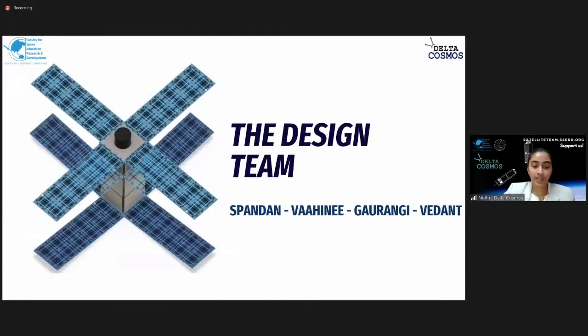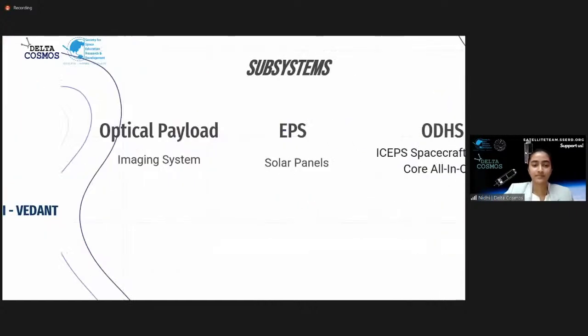Now, for the moment we have all been waiting for, welcome to the design team. We have Spandan, Vahini, Gaurangi, and Vedant. They have worked on the design and components of the satellite. Well, now I would like to take the opportunity to warn you all and advise you to wear your seatbelts and brace for impact, because now you're going to be bombarded with terms you have never heard before and drawings that you believe you have only seen in movies. So now I welcome the design team. Please take your launch. Thank you, Nidhi.